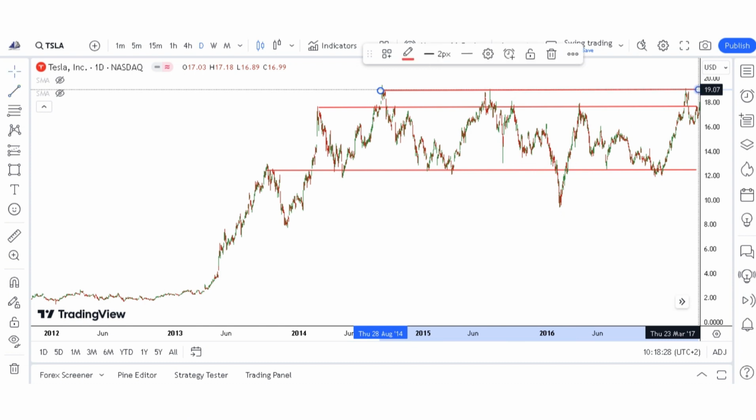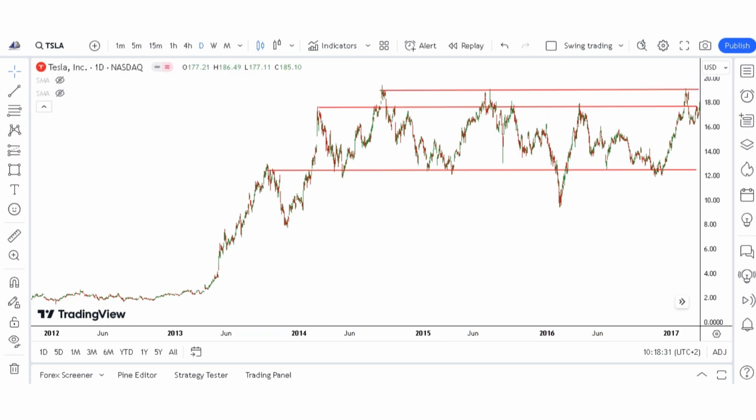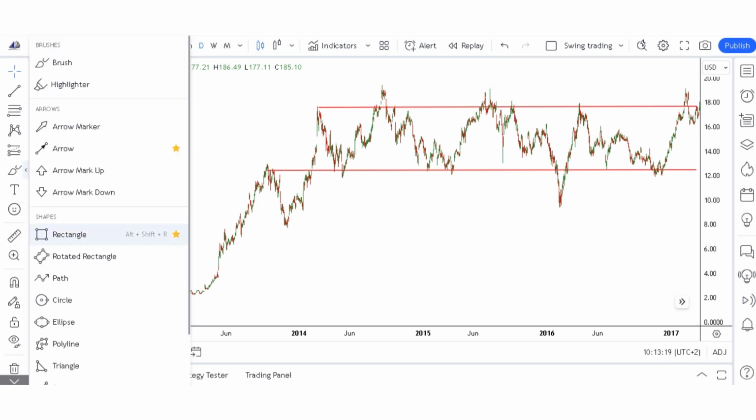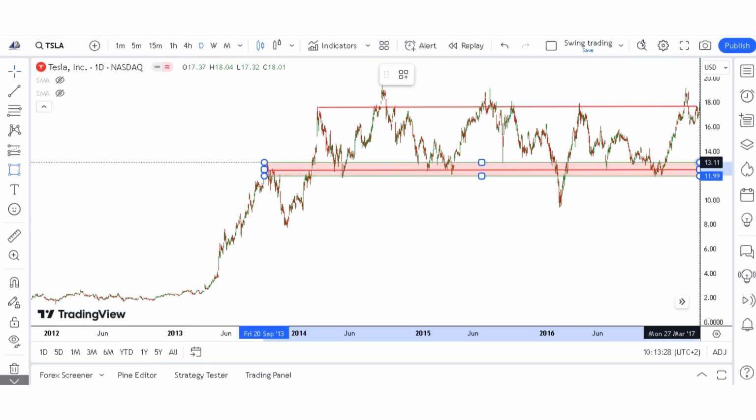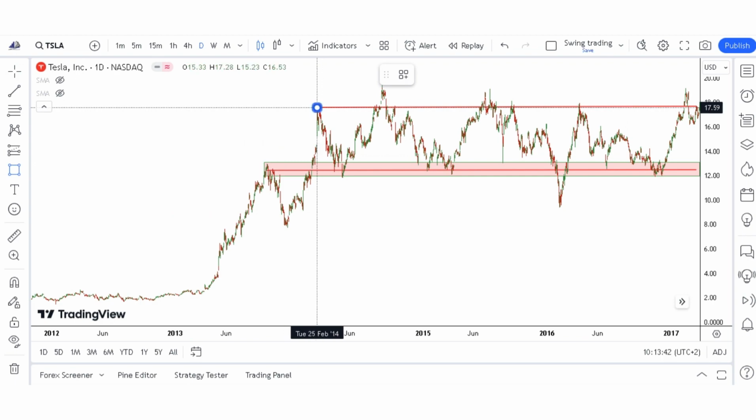They can be around it. Think of it as an area. So I can also draw a support and resistance area that shows the same thing and makes it easier to see. Let's see how the support and resistance areas look like. Now that we have our support and resistance areas ready, we can trade.